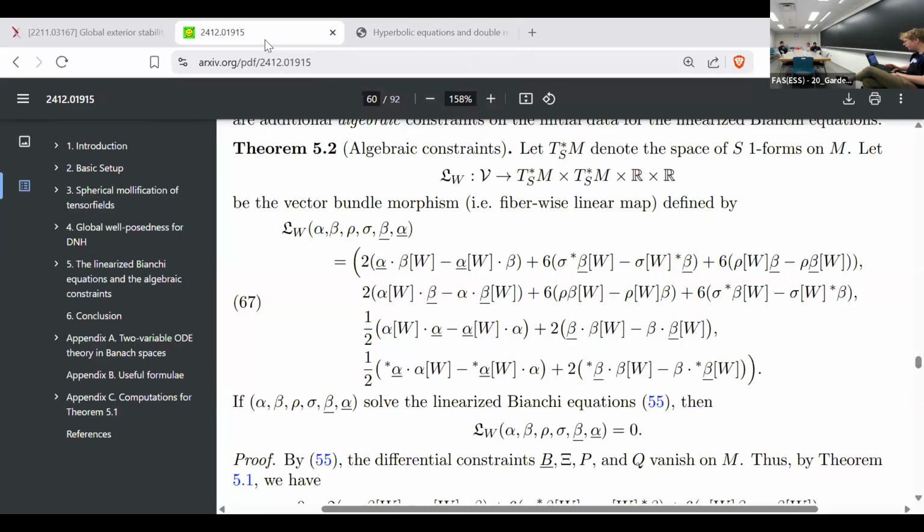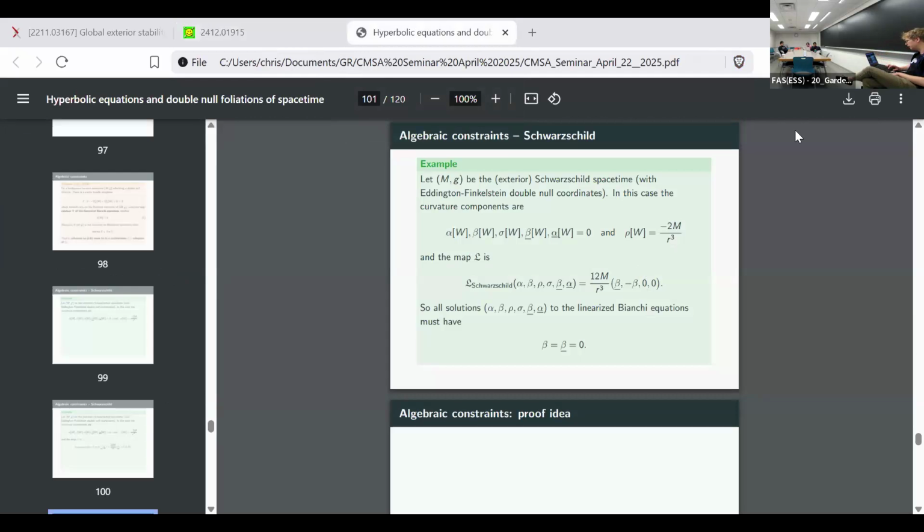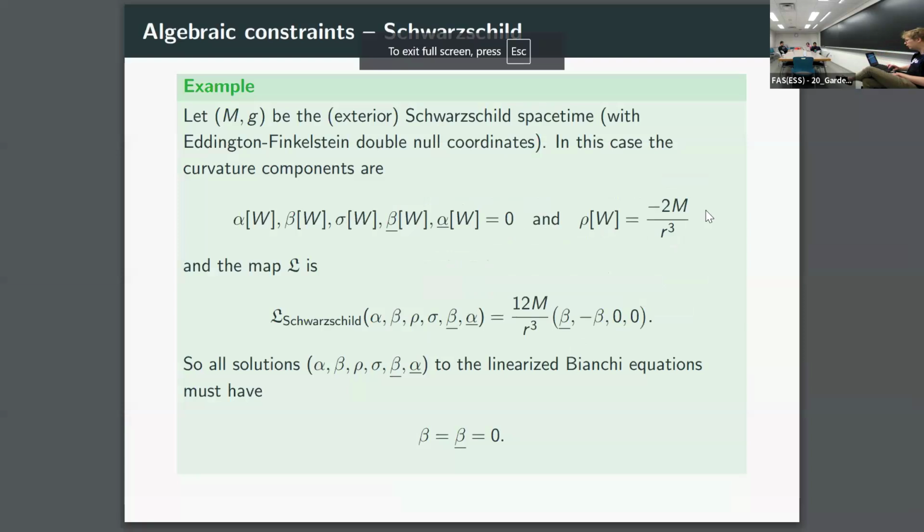Right, and if you go to this formula, you plug in, a lot of things in Schwarzschild vanish, and that's exactly how you get this slide here.